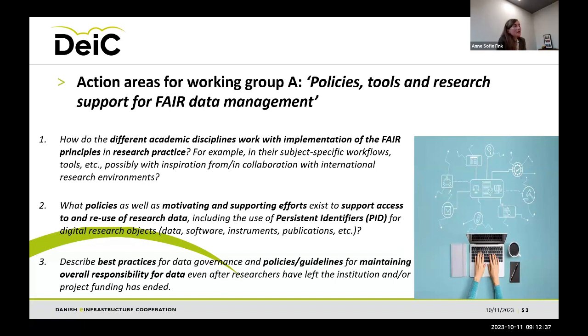And number 1 is to survey how the different academic disciplines work with the implementation of the FAIR principles in research practice. So what is being done? What is going to be changed, or what's planned to be changed, or what has actually been changed in all aspects of research practice.